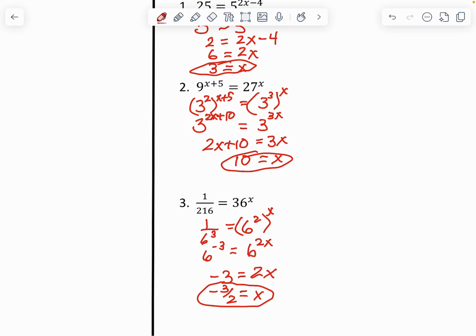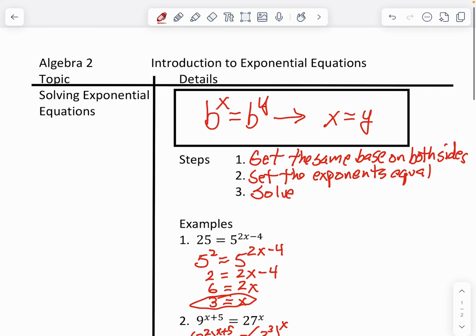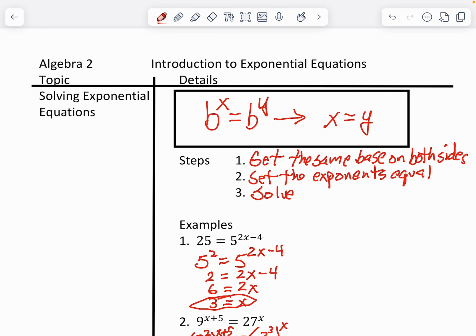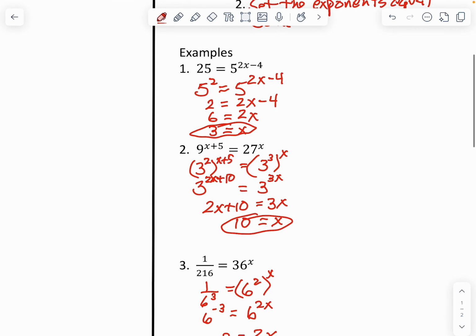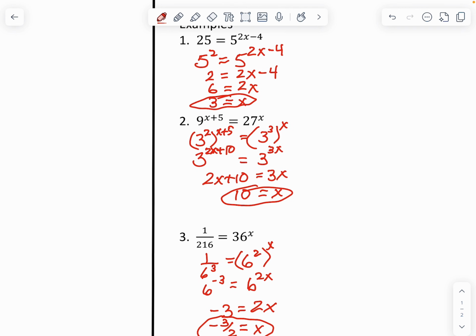So the steps we want to follow for these, when you have an exponential equation, you want to get the same base on both sides. You want to make sure that if you get the same bases on both sides, you can set the exponents equal, and then just solve your equation to come up with the answer to the exponential equation.